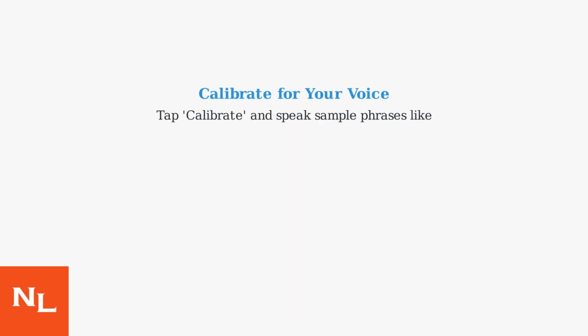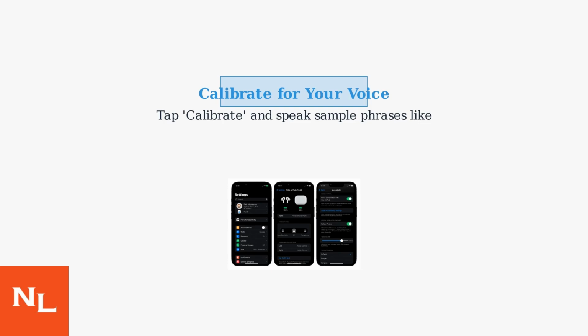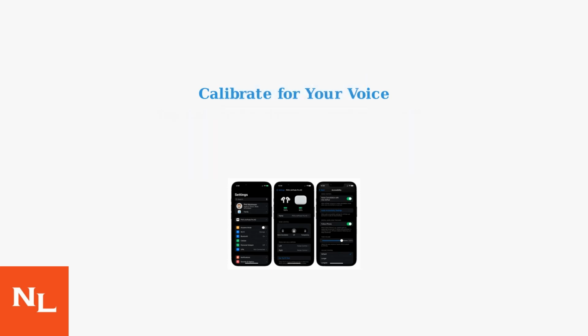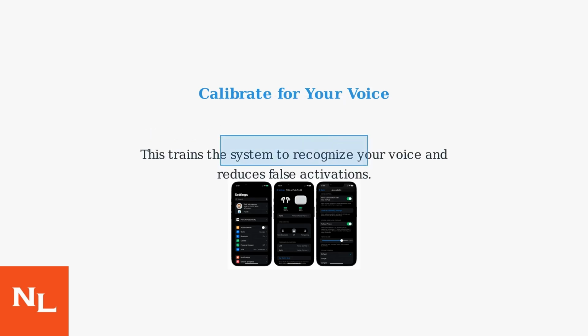Next, calibrate the feature for optimal performance. Tap Calibrate and follow the prompts to speak sample phrases like hello or how are you in a quiet environment. This trains the system to recognize your voice, which reduces false activations. Note that this feature is exclusive to iOS devices.